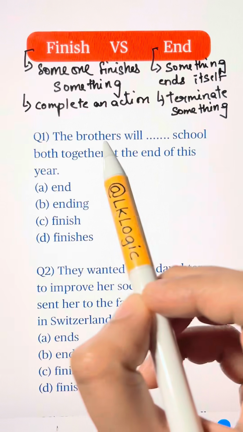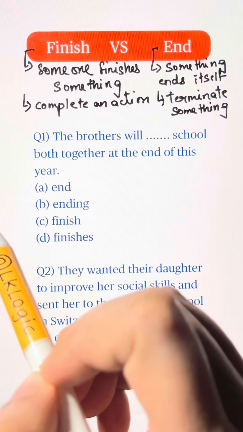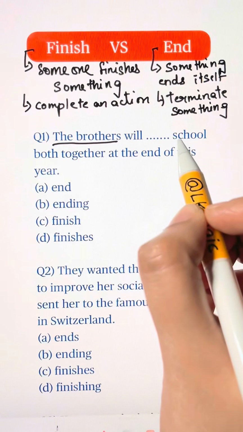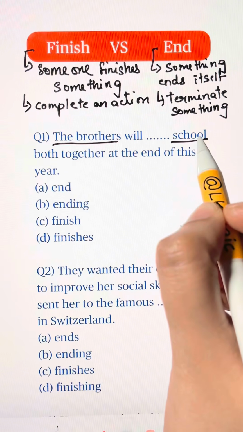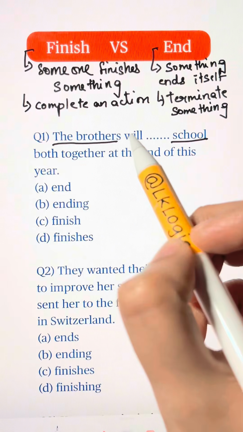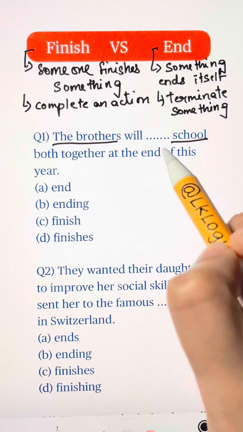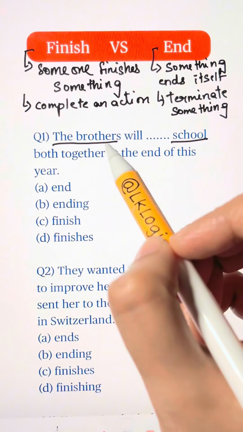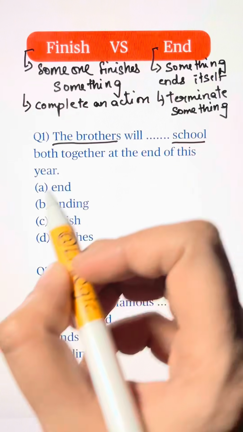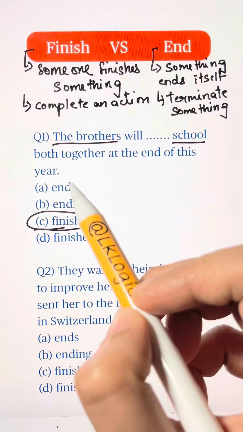Alright, question 1. The brothers will blank school both together at the end of this year. So what's happening here? The brothers, someone, blank, something, right? So someone is completing an action. Will they end or they finish? They are going to finish a task. Someone is finishing something, you use finish. So the brothers will finish school both together at the end of this year.